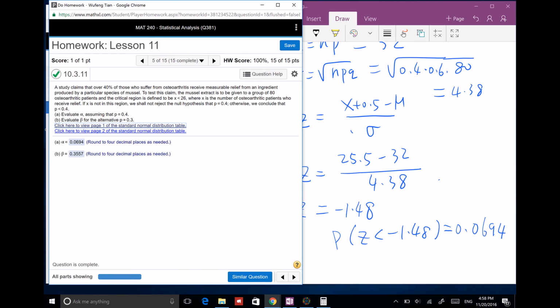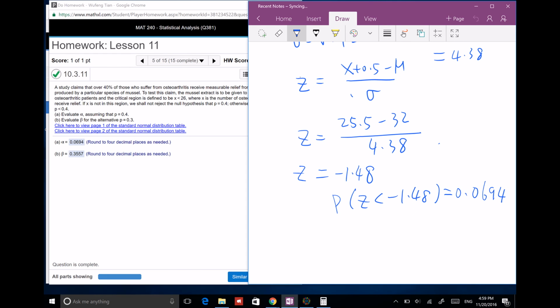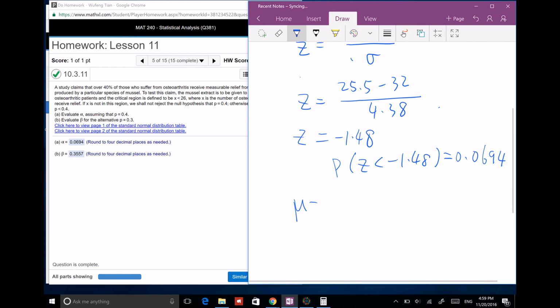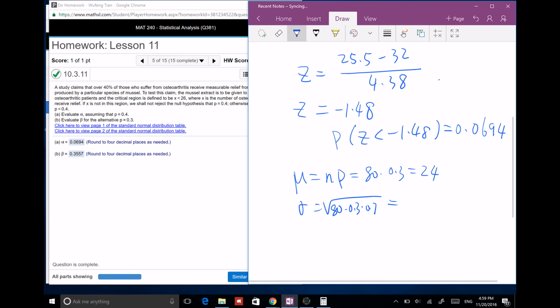The second one is pretty much similar, but you have to do something else because the p is changing. You have to redo it again. Mu equals np equals 80 times 0.3, excuse me, 24. You have to do another sigma, 80 times 0.3 times 0.7. And this time you have to find P of X bigger than or equal to 26.